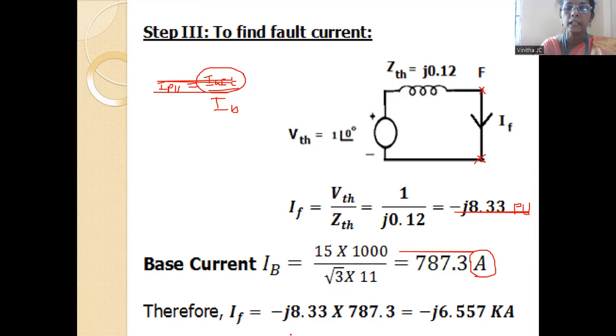783.3 amperes. Now, if you multiply this per unit value with the base value, we can calculate the value of the fault current in terms of kiloamps. So here the per unit value is J8.33 into the base current 787.3. If you multiply these two values, that product is the value of the fault current in terms of kiloamps.